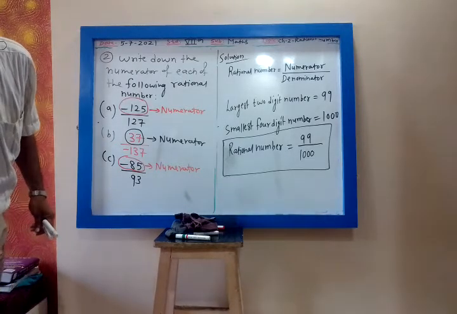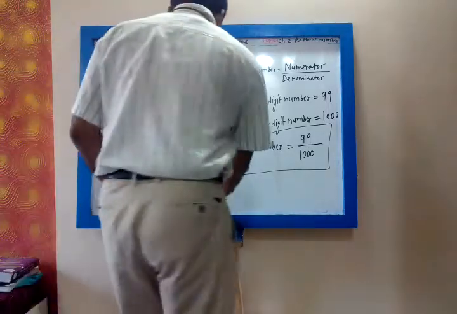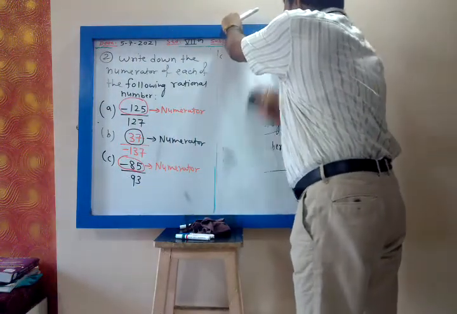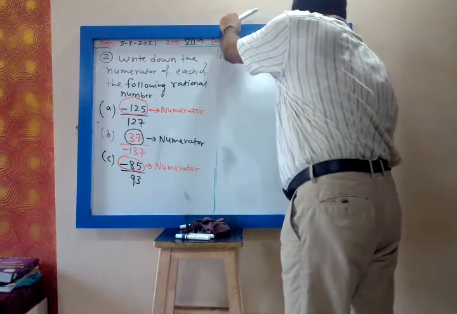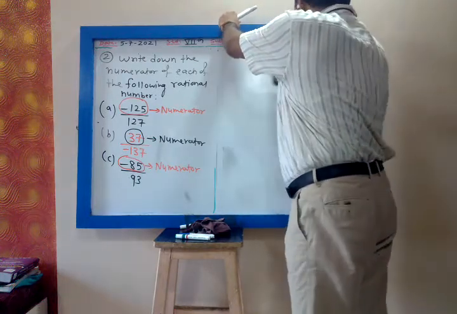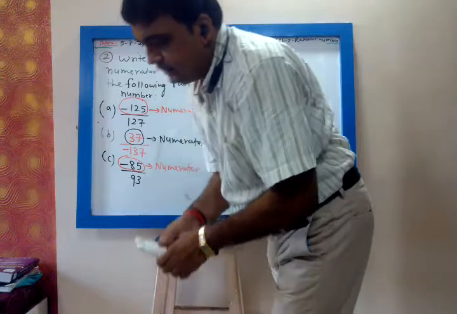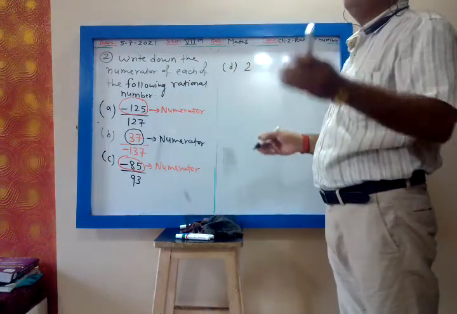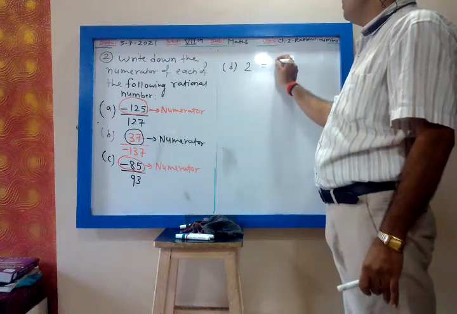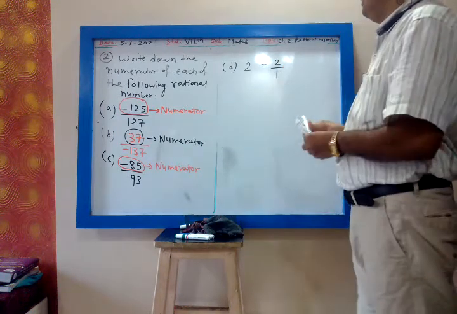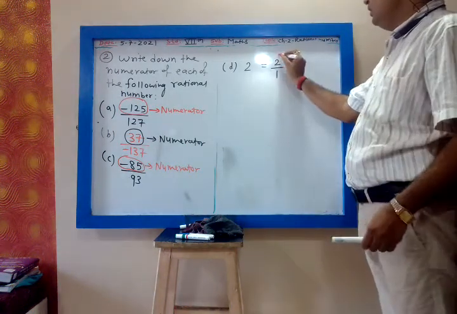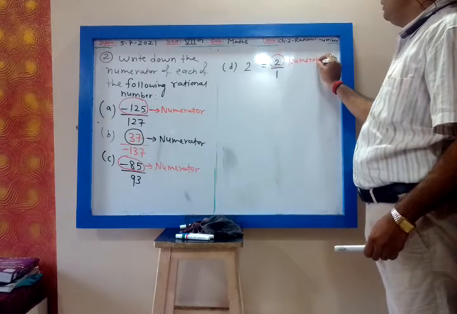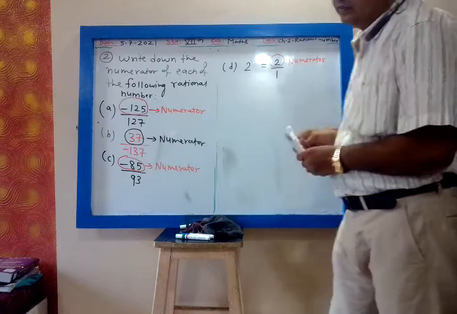Then fourth, D part. It is given 2. What can you write 2 as? I can write 2 as 2 upon 1, my dear. So what is my numerator? Numerator is 2. Yes, numerator is 2.